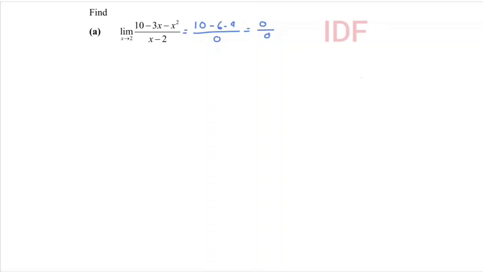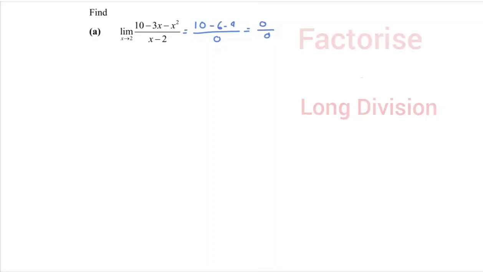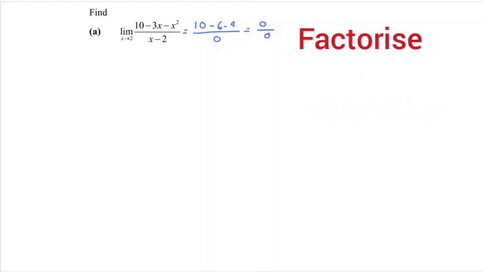So for this case, we have three strategies. Number 1, factorize. Number 2, multiply by the conjugate. And number 3, long division. For this case, we can factorize.